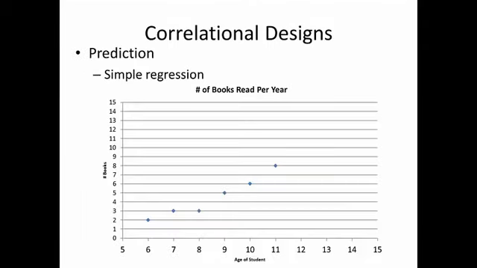Prediction is another word for regression. And that's when we're actually putting in a trend line. So we're drawing an imaginary line that lets us predict from the data points that we already have. So for example, in this one, when I put in my trend line, my regression line, I could extend that and then, if my data is good, I could predict the number of books read per year by 13 and 14-year-olds.